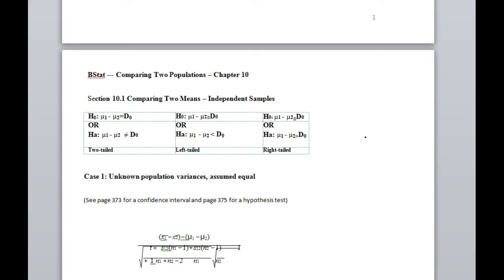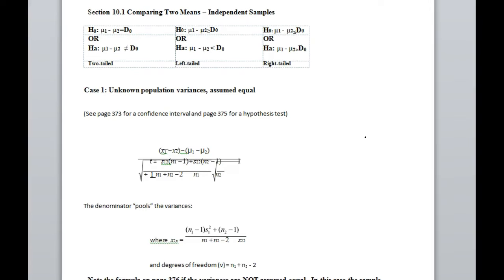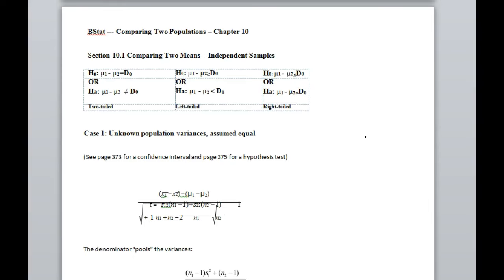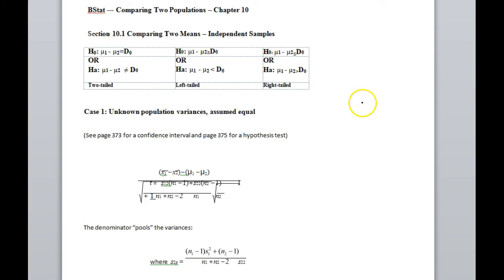Okay, so let's get into chapter 10. The first distribution we're going to look at in chapter 10 is comparing two population means. All right, so this we would equate to 9.2 or 9.3 when we compared a population mean, or compared our sample to a proposed population mean. This is how the hypothesis tests are going to look.